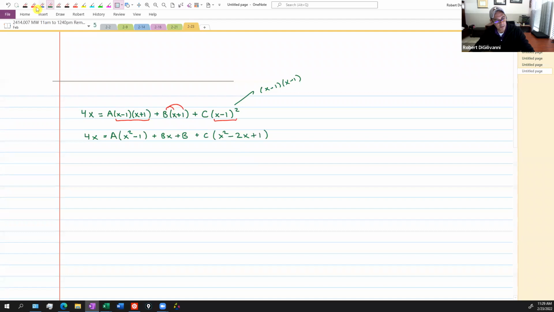Now I'm going to distribute the A through and the C through. So I get this line, 4x equals ax squared minus a plus bx plus b plus cx squared minus 2cx plus c.